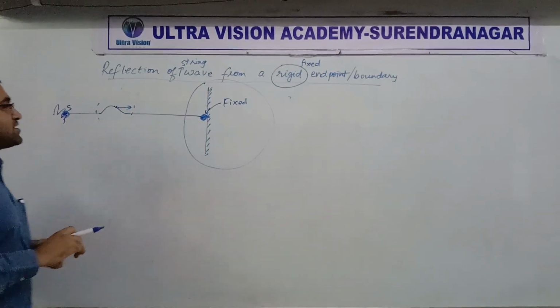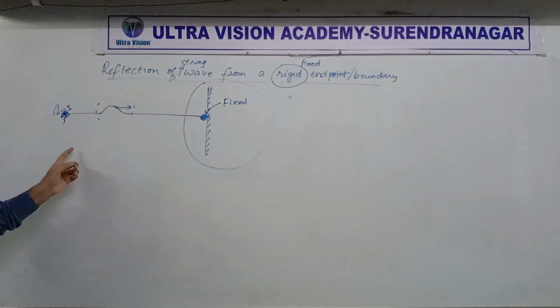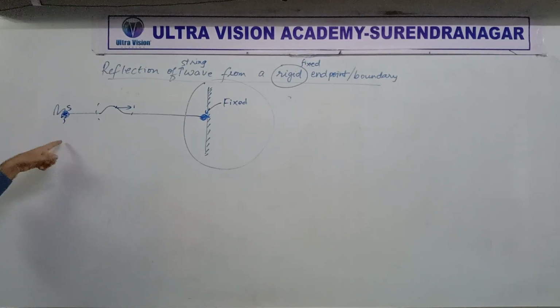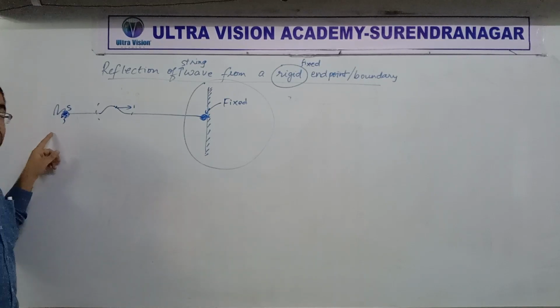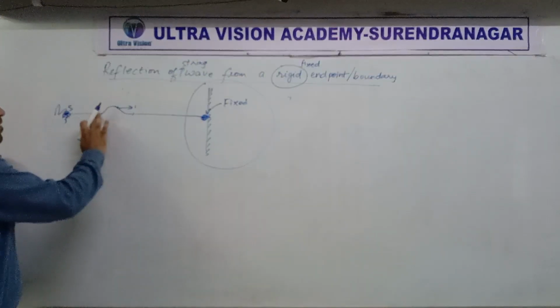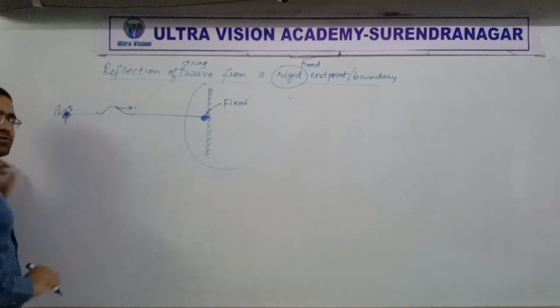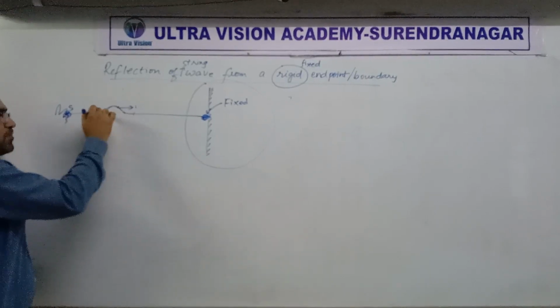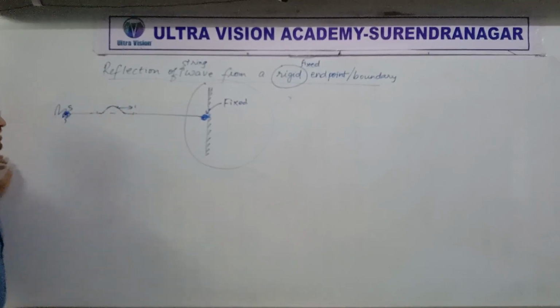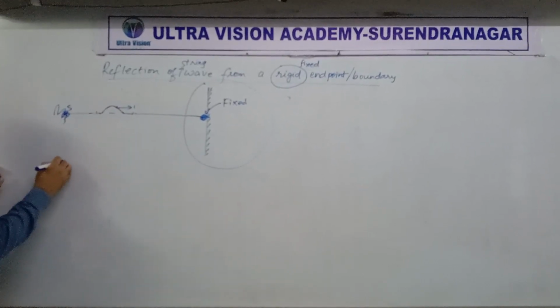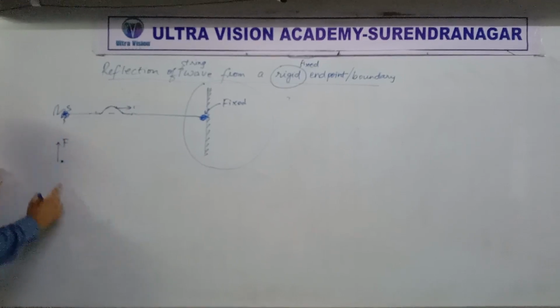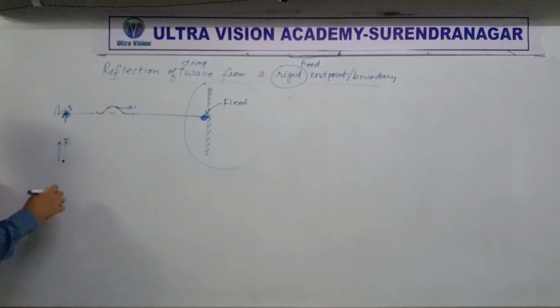So I was asking you about this point, that when we want to generate a wave pulse of this particular shape, which is upwards from the mean position, then it is necessary first of all to apply force upward on the source, and then after some time we also need to bring that source back. So first we have to apply force upwards and then we have to apply force downwards. Is this clear?